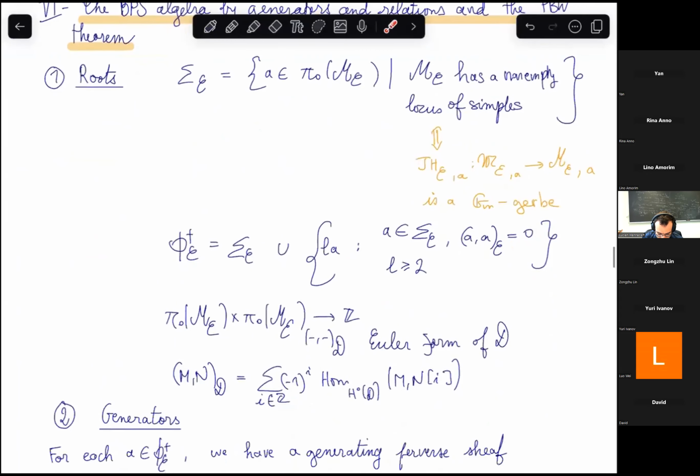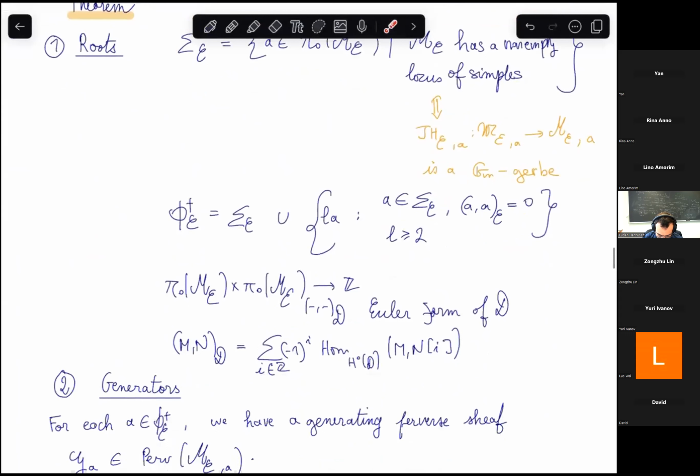So once we have this set sigma C, we define the set of positive simple roots by taking the union of sigma C with the set of all multiples of elements in sigma C which are isotropic roots. Isotropic roots behave in some particular way, so we need to take all multiples of them. This is the set of simple positive roots sitting inside the monoid of connected components of the good moduli space, on which we have the bilinear form given by the Euler form of the DG category D. It's given by the alternating sum of homomorphisms between objects in the triangulated category, which is the homotopy category of T.